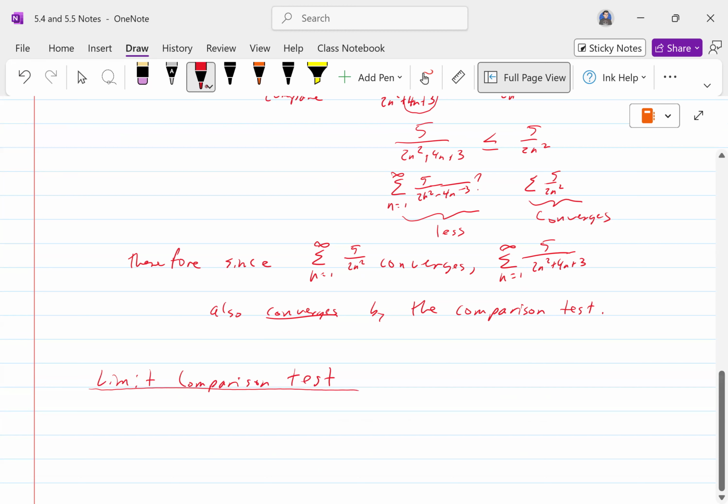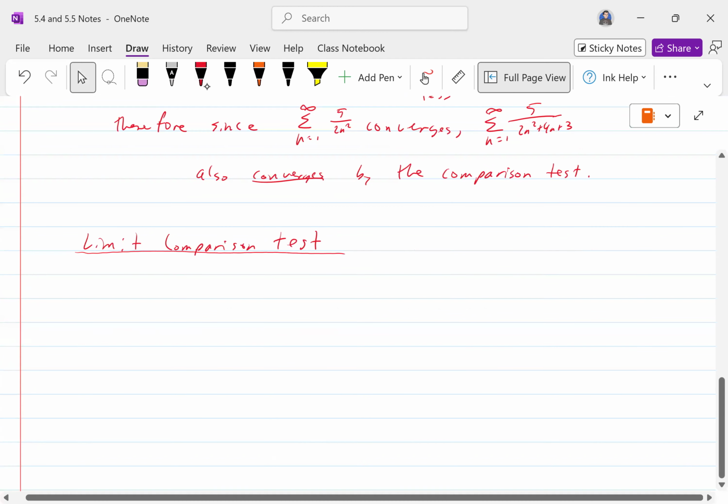This is if we have this comparison of series set up, but the inequality goes the wrong way, and the algebra doesn't work out as nicely. So then what do we do? Suppose that the sum of a sub n and the sum of b sub n, the series a sub n and series b sub n, are series with positive terms.